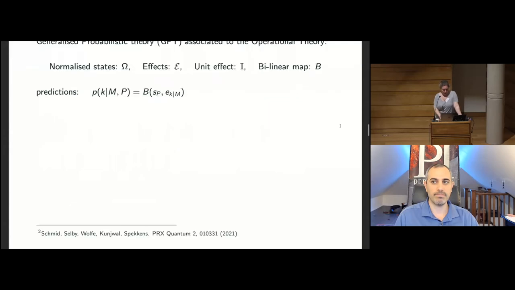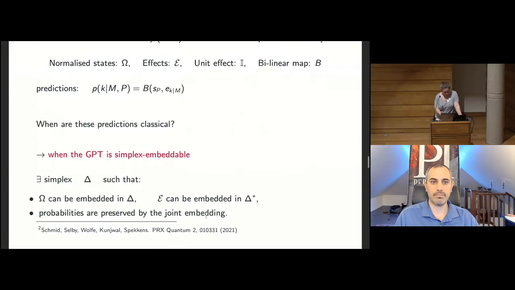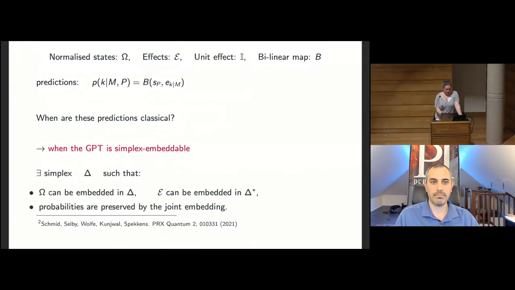Now, when are these predictions classical? Well, that is when the GPT is simplex embeddable. So what does this mean? It means that the set of normalized states can be embedded into a simplex, and that the set of effects can be embedded into the dual of that simplex, and that the probabilities are preserved by this joint embedding. So if I compute the probability of a particular state and effect, then that is the same as computing the probability of the associated ones after they have been embedded into the two different simplexes.